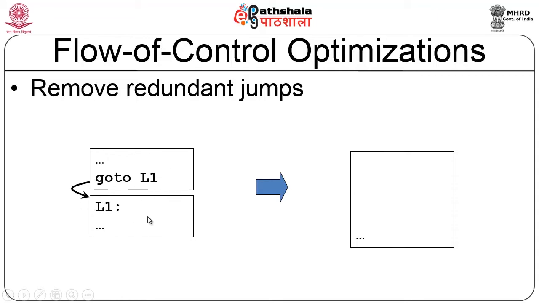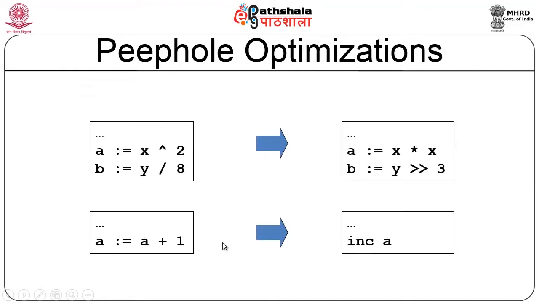I have a go to L1 here, where L1 is going to be starting as a simple block. Now, rather than that, I can combine both together. Anyway, even if there is no go to here, after this instruction, this is going to follow. So, I can combine these two into a single block itself and avoid this go to L1. So, this is one more flow of control optimization.